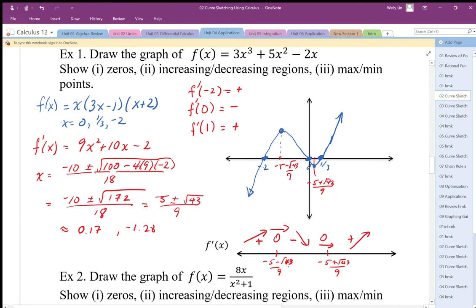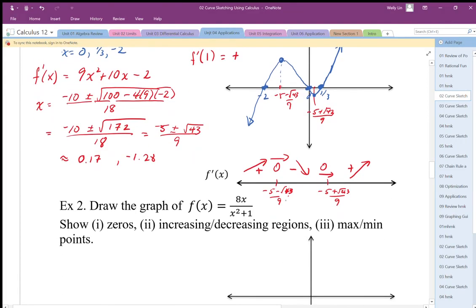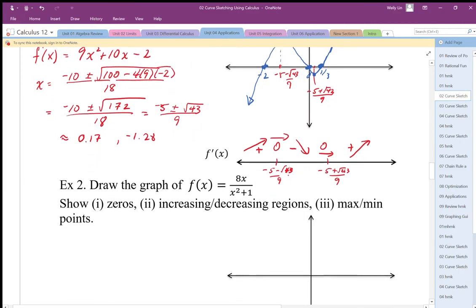Okay, and I've indicated the x coordinates of my min and my max. Okay, if the coordinates are a little bit easier to work with, I will probably expect you to plug into the original f of x to get the y positions.